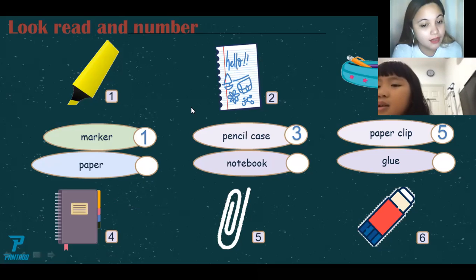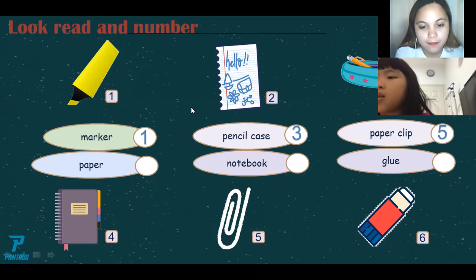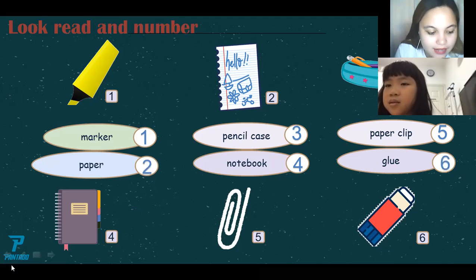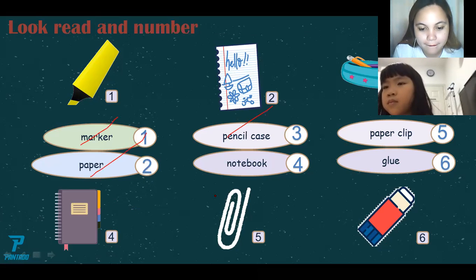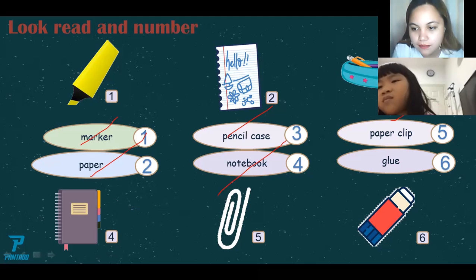What number is the glue, Alina? Six. Okay, very good. So it's six, four, and two is correct. All right, very good. Okay, 6 points for you. Good job, Alina. Next one.